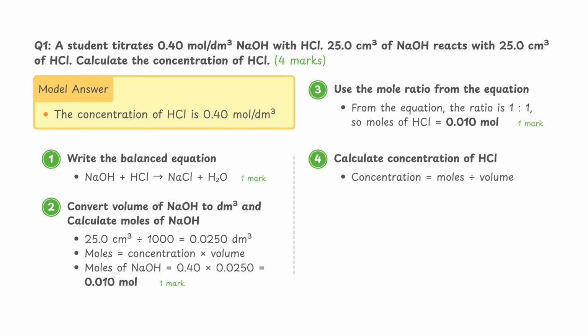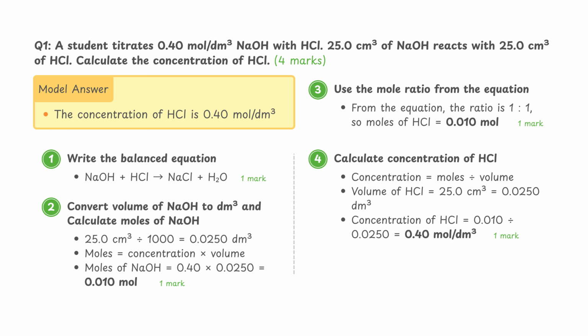Step 4. Calculate the concentration of hydrochloric acid. Concentration equals moles divided by volume. Volume of hydrochloric acid equals 25.0 centimeters cubed, which equals 0.0250 decimeters cubed. Concentration of hydrochloric acid equals 0.010 divided by 0.0250. Concentration of hydrochloric acid equals 0.40 moles per decimeter cubed.